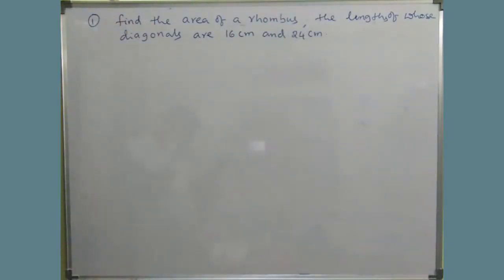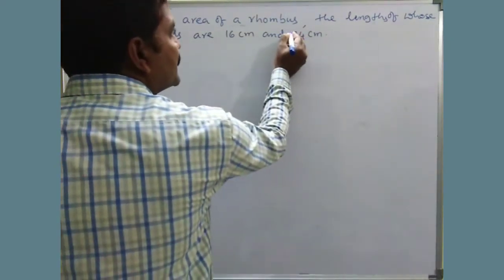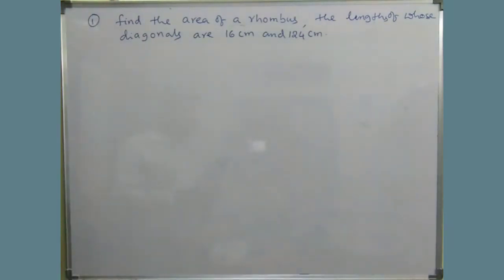So look at now what is provided here. Find the area of a rhombus provided that lengths of the diagonals are 16 centimeter and 24 centimeters.